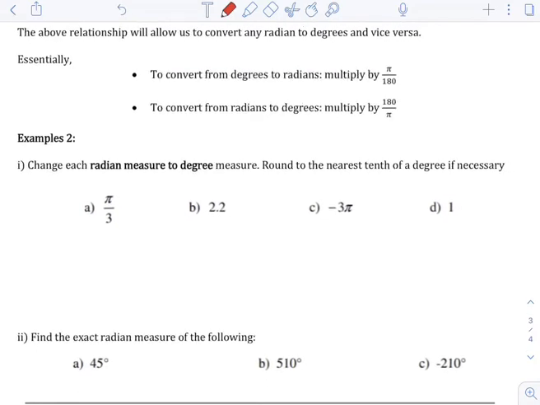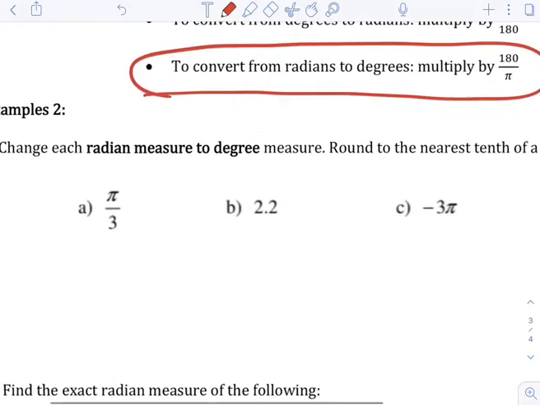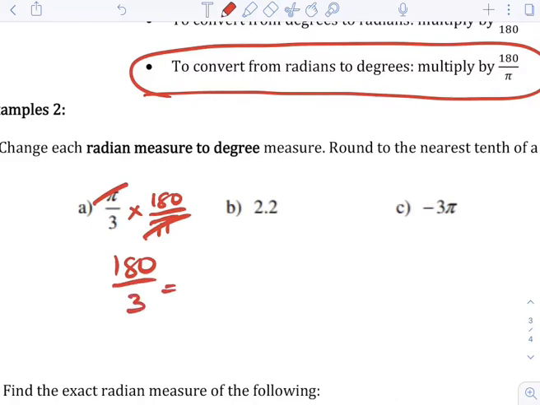So let's try that. Take each radian measure and convert it to degrees. We're going to be using this formula here. I'm going to take each of these and multiply by 180 over pi. So here, I'm trying to convert pi over 3 into degrees. If I do this, I know that the pi's cancel out. I'm left with just 180 over 3, and when I divide them, I get 60 degrees. Like so.